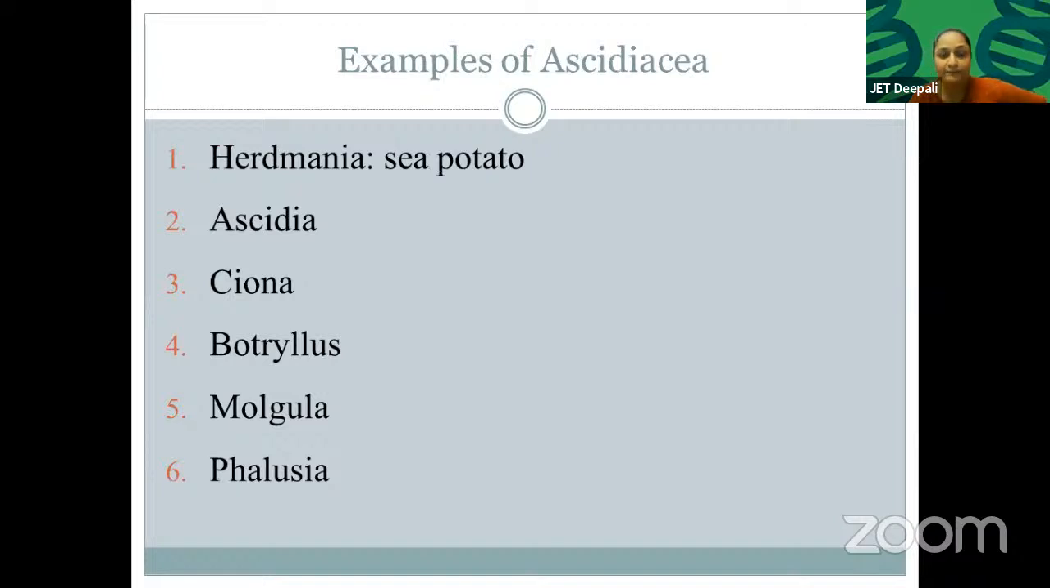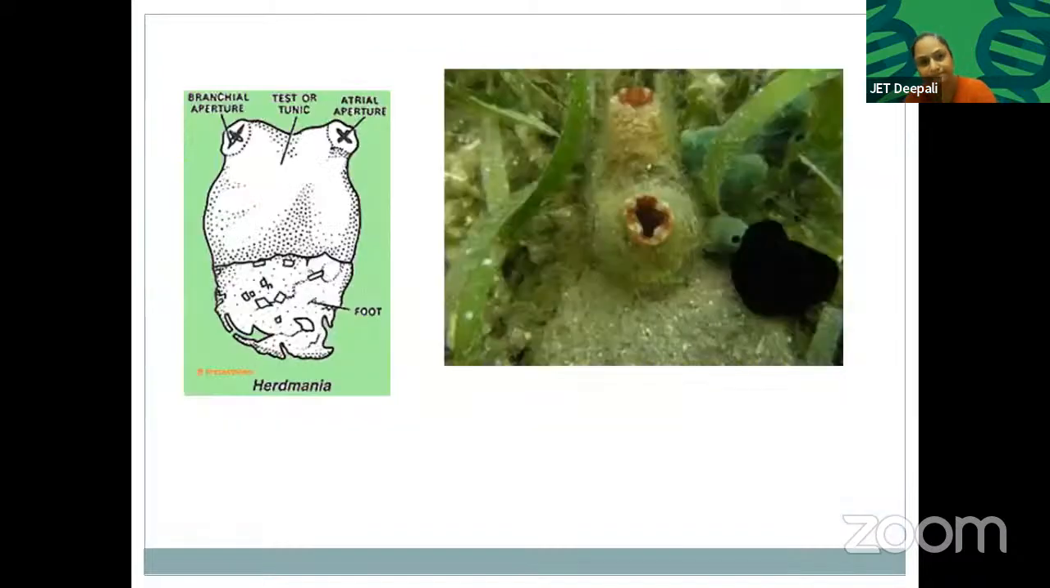Examples of Ascidiacea: Herdmania, known as sea potato. Why is it called sea potato? Because of its shape. I will show you the diagram. Others are Ascidia, Ciona, Botryllus, Molgula, Pyura. This looks like a potato; normally potatoes are of this shape. You can see the branchial aperture, the atrial aperture, and the test. This is a diagram of Herdmania. These are free swimming or attached to a stalk; the adult is usually attached, and only their larvae are free swimming.